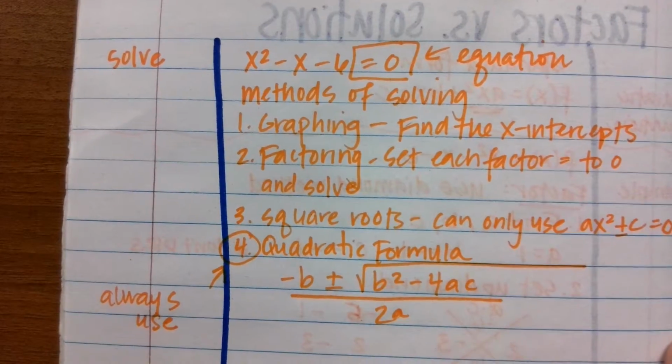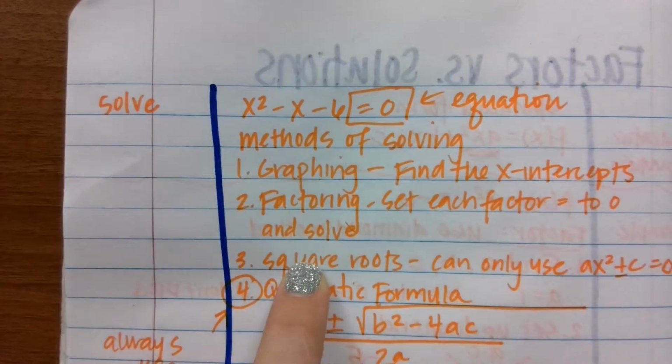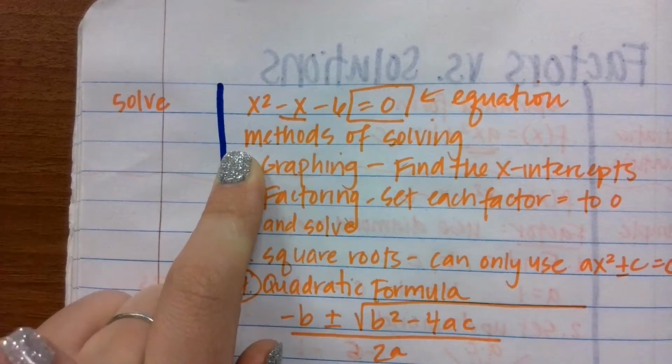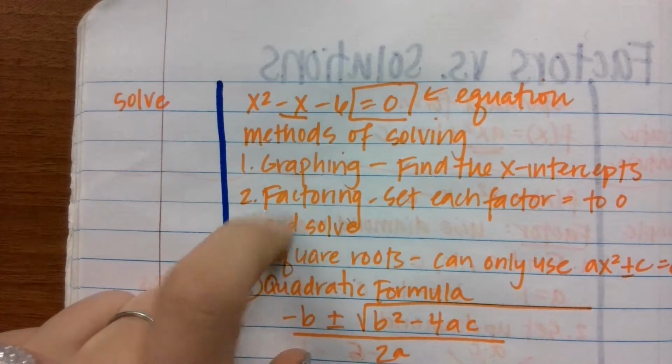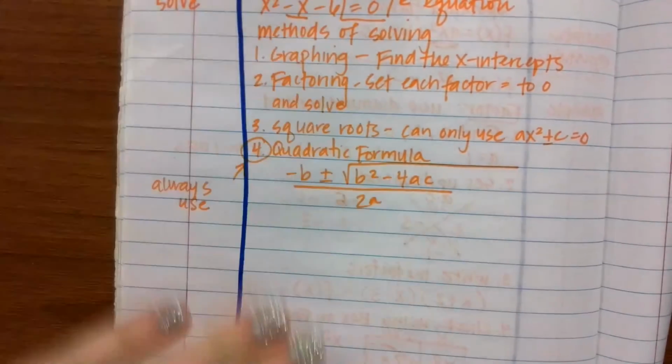Okay, so let's use these. We can only use 3 different methods for this example. We can't use square roots because we have this negative x term right here. So I'm going to do every single method in order for you guys to see that.